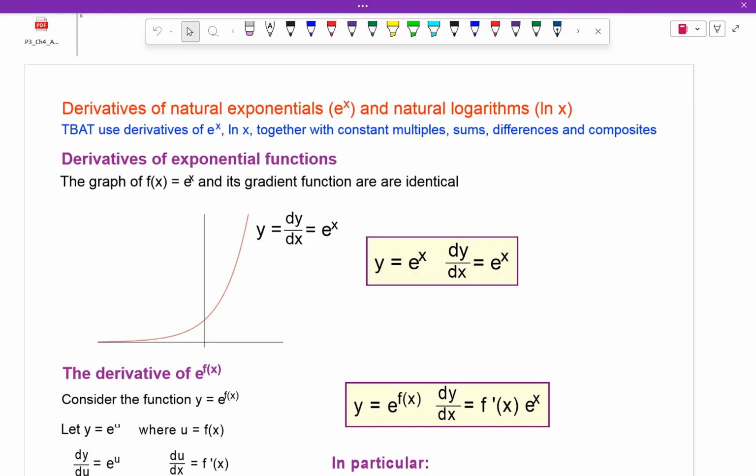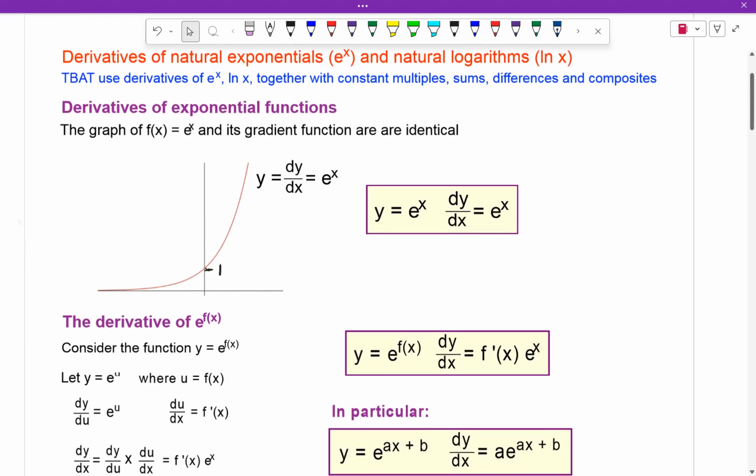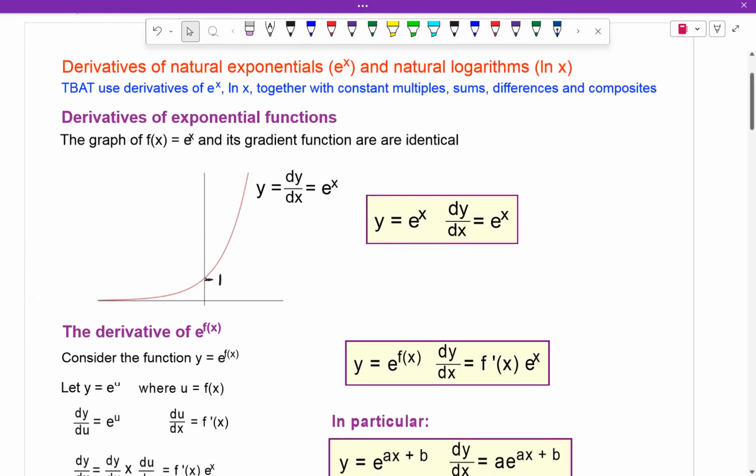Okay, I remember that it's always at the y-intercept. 如果它是 no coefficient, it's always 1. Okay, what I mean is that there's no scale factor, there's no dilation. Okay, what about the derivative of the exponential?